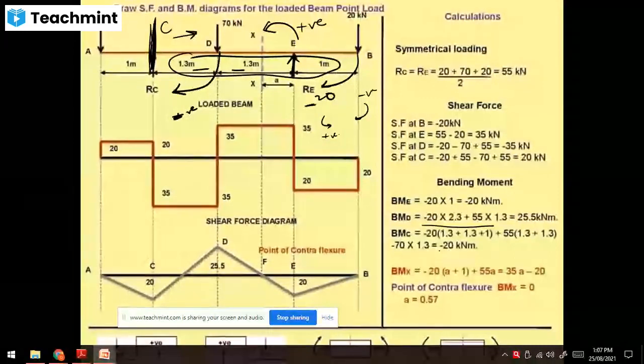Yes, sir. Understood. Okay. So now this is the bending moment towards the section.